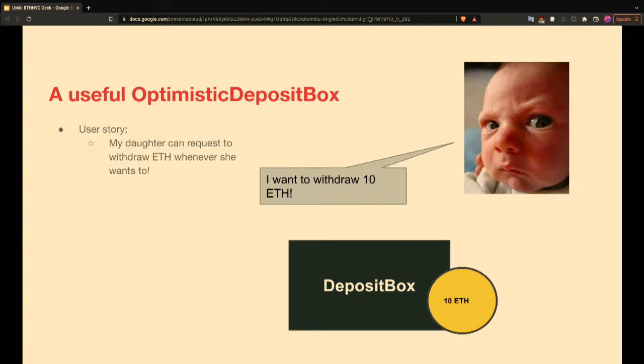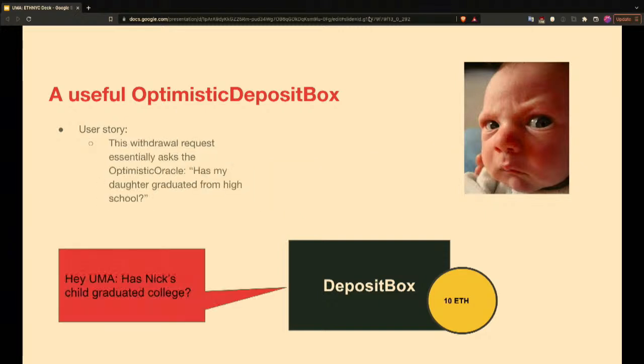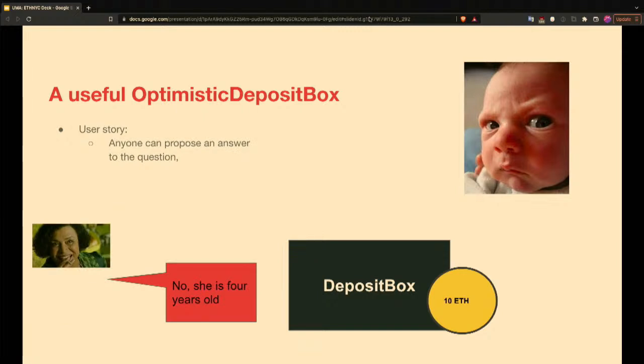Say for the next 20 years, she tries every day to trick me and requests to withdraw 10 ETH. Every single day, I'm going to look at this set of contracts and answer no. If she ever wants to dispute me, she can raise this question to the DVM, and then UMA voters can answer this question. The box might ask UMA, has Nick's daughter graduated college yet? Someone might propose, no, she's 4 years old. She has not graduated college yet.